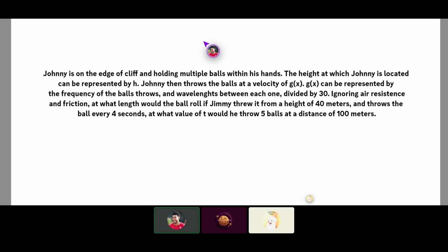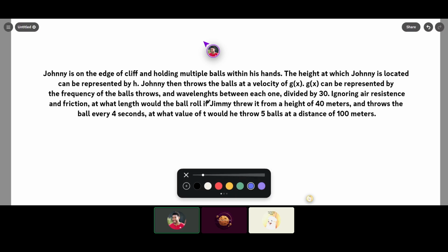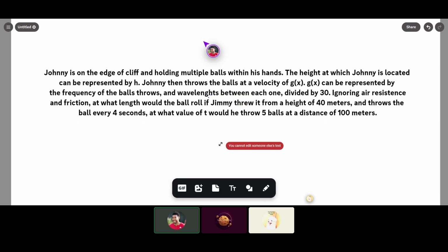Johnny then throws the balls at a velocity of g of x. g of x can be represented by the frequency of the ball's throws and the wavelengths between each one divided by 30. Remember, what does wavelength times frequency equal?